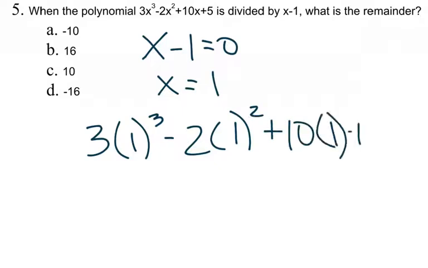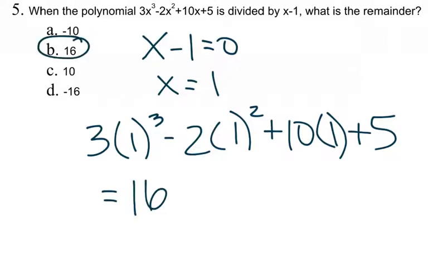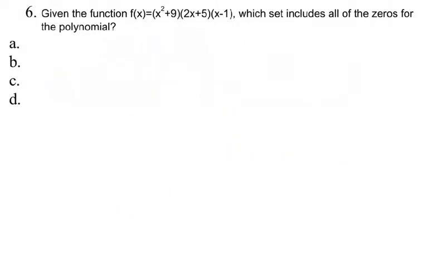Now, if you do not like the remainder theorem, you're more than welcome to work this out by actually doing division, but I don't have time. Okay, so 16 is the remainder when you divide that. And once again, I'm using the remainder theorem.